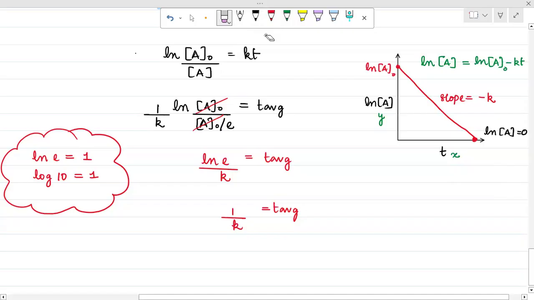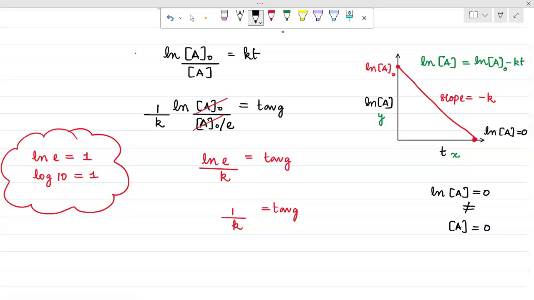Okay, fine. So there can be a point where ln A can be equal to 0. Understand that ln A being 0 is not same as A being 0. Have this understanding that ln A being 0 is not the same as A being 0. So there can be a point where ln A is equal to 0. That is possible.